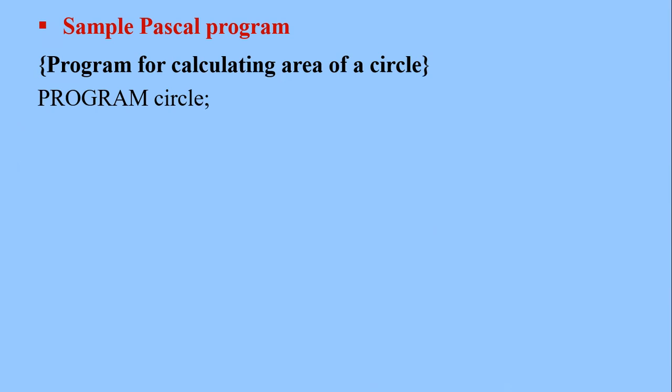So my program is called circle, program circle. And then we declare a memory location called pi, and we initialize it with a value. This statement declares a memory location called pi that will hold a numeric value that has a decimal point, which will not be changing throughout the program execution. And then we initialize that memory location with a value. So we assign into it, or we store into it, 3.142.